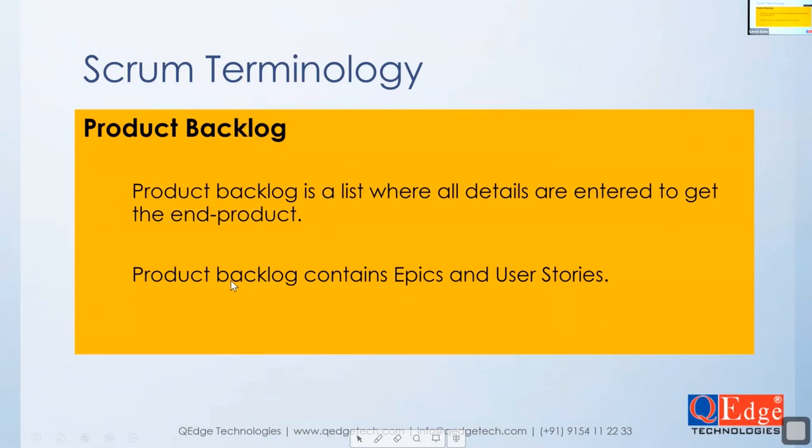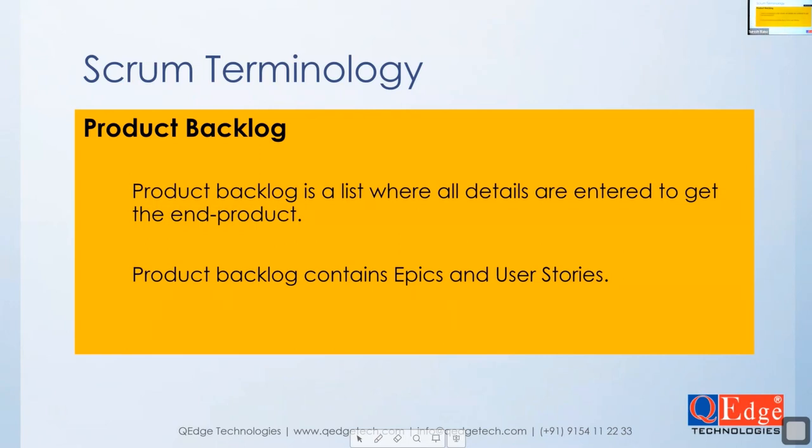A product backlog contains epics and user stories. What do you mean by epic? A major business requirement planned to implement in the product is called an epic. In waterfall model terminology, we call it a business requirement. The same business requirement is called an epic in agile terminology. In waterfall, we call what is to be tested a scenario or functionality. The same we call user stories.